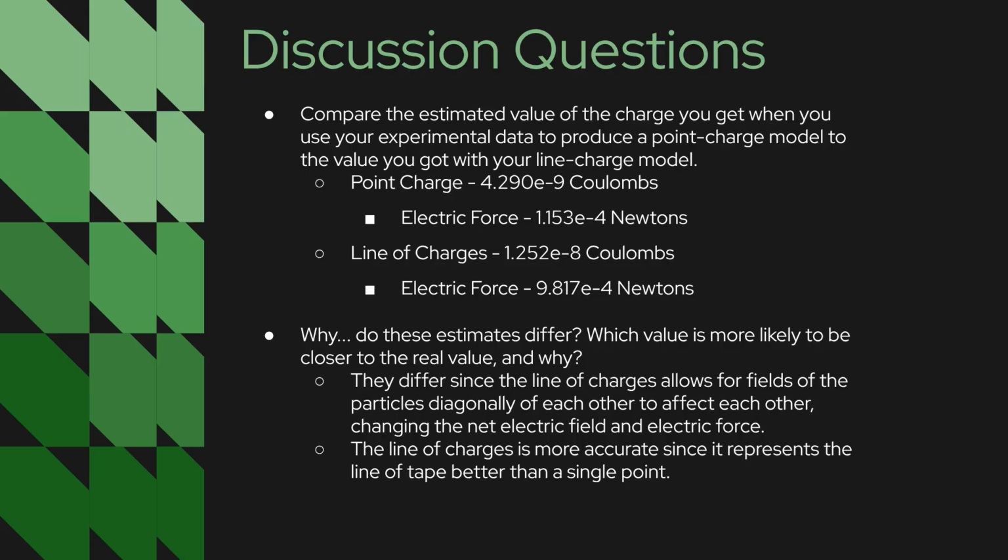And why do these estimates differ? It's mainly since the line of charges allows for fields of all the particles along the entire length of the tape to affect the particles on the length of the other tape, whereas the point charge only acts as a single point, and a line is more accurate to a tape.